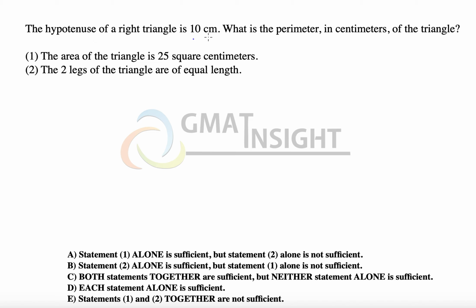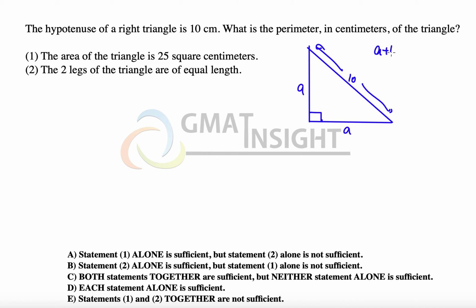The hypotenuse of a right triangle is 10 centimeters. So let's quickly make a right triangle here and let's mark the length of the sides as a and b, while this line is the hypotenuse that has length 10 centimeters. So the question is asking what is the perimeter.